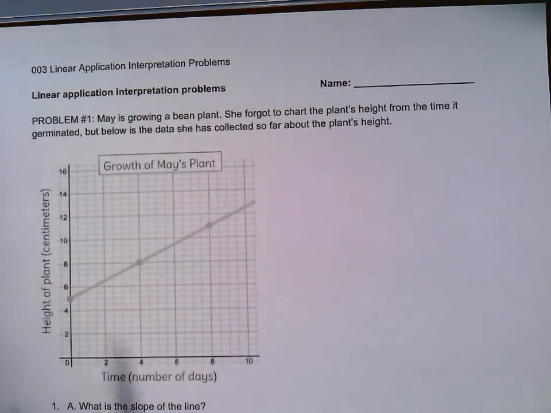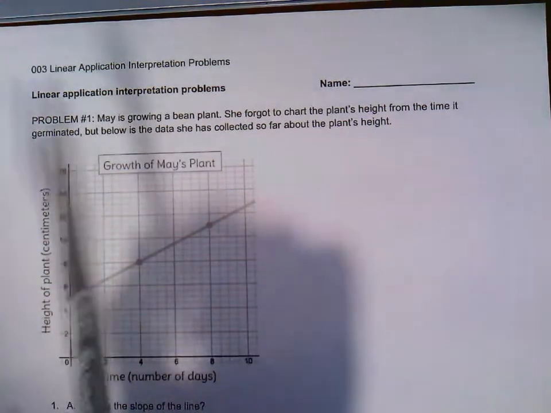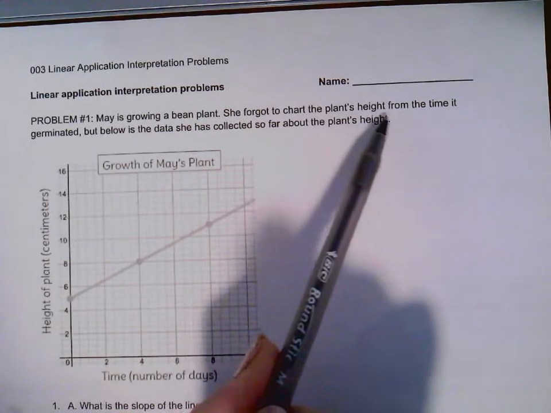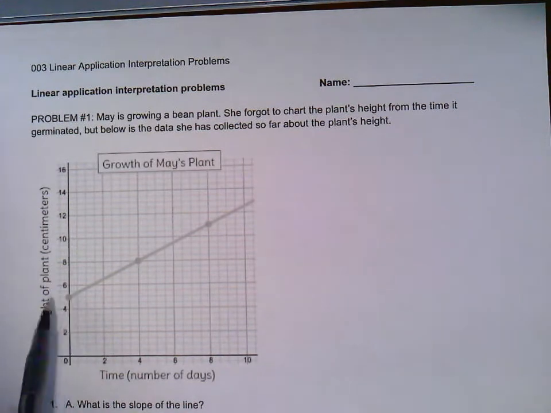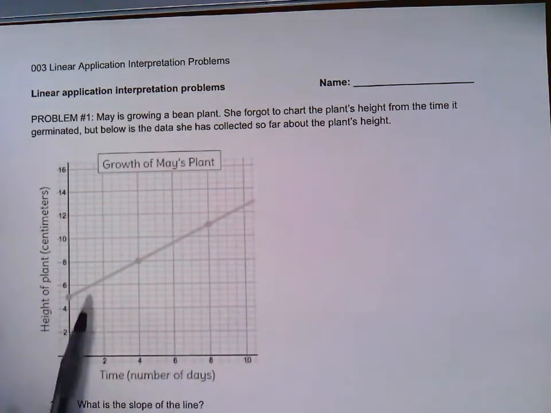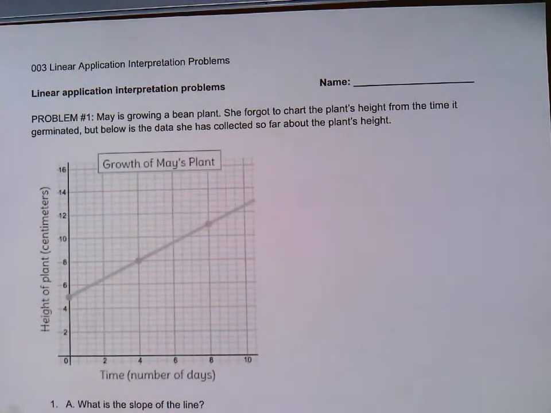What is the y-intercept? Let's look at the graph. The y-intercept is at 5. What does that mean? Remember how it says she forgot to chart the plant's height from the time it germinated? The plant was already 5 centimeters tall, and then she started recording the data. So it was just the starting height of the plant.